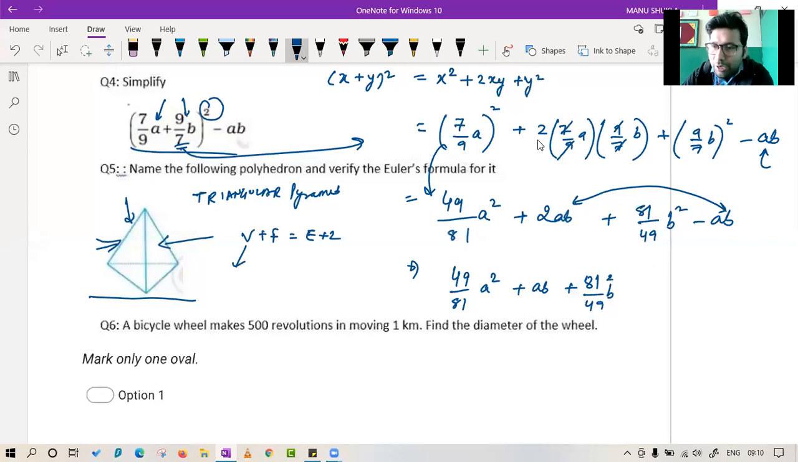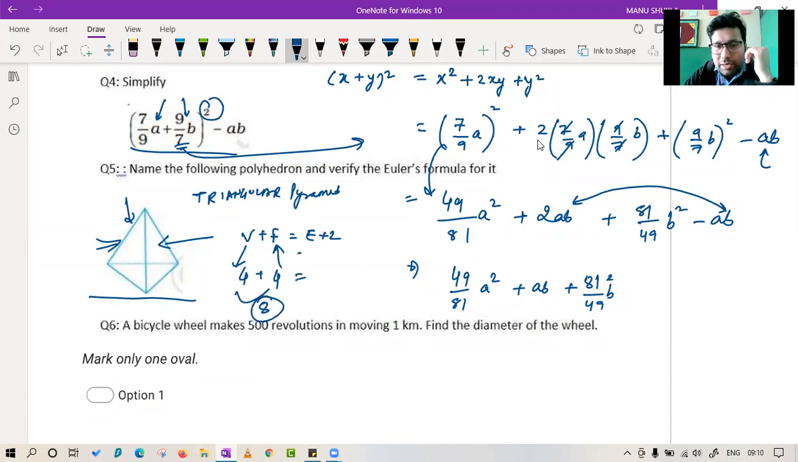So you need to find the value of V. What is the value of V? Vertices, how many are there? There are 4 vertices, one on the top and 3 on the bottom. How many faces are there? Again, there are 4 faces, because 3 triangle faces on the lateral side and 1 on the bottom. So 4 faces. So the left hand side is 8.